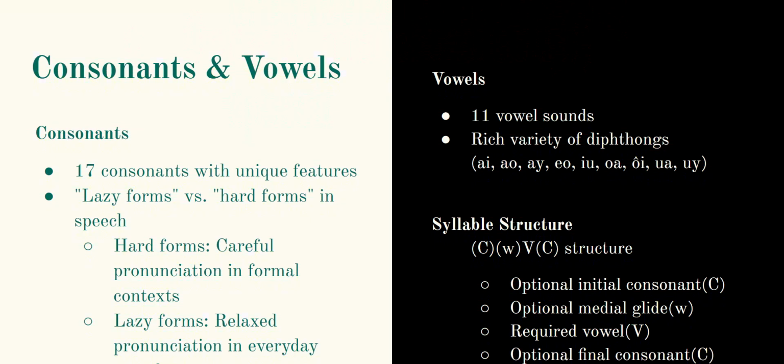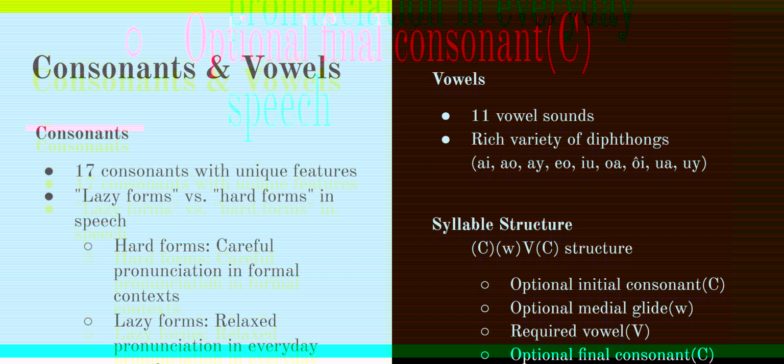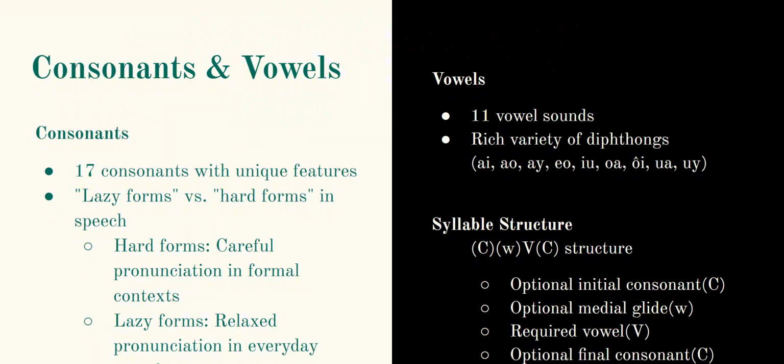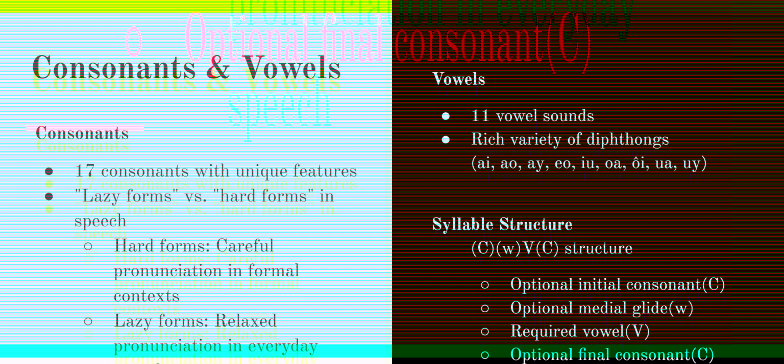When we talk about vowels, we have 11 vowel sounds, and a rich variety of diphthongs. For syllable structure, we have a CWVC structure. C is an optional initial consonant, W means an optional medial glide, V is a required vowel which is necessary, and the final C is an optional final consonant. This is basically the syllable structure of Vietnamese.